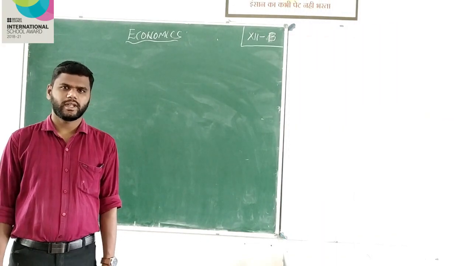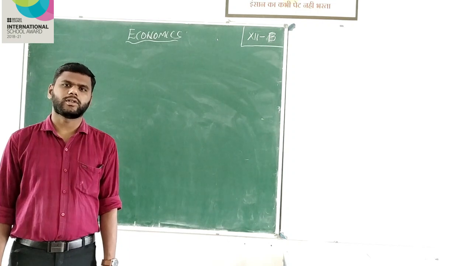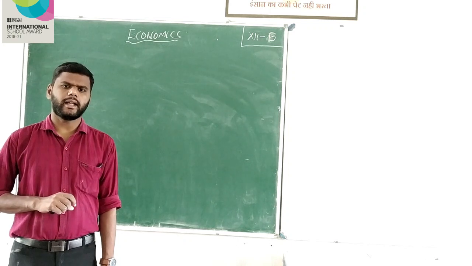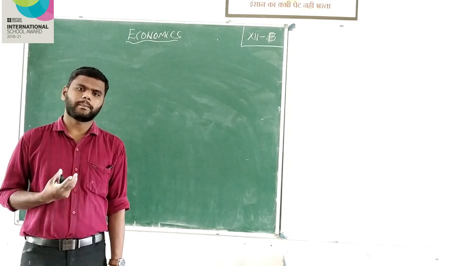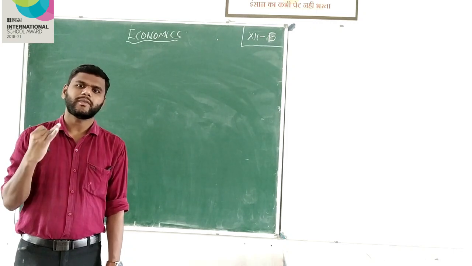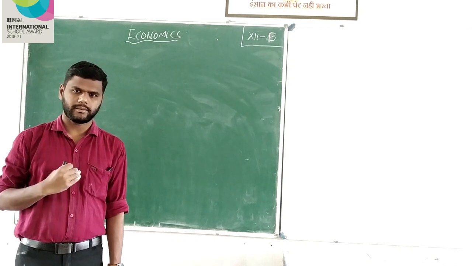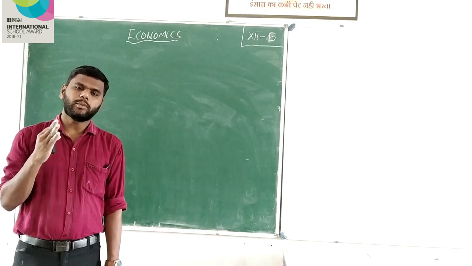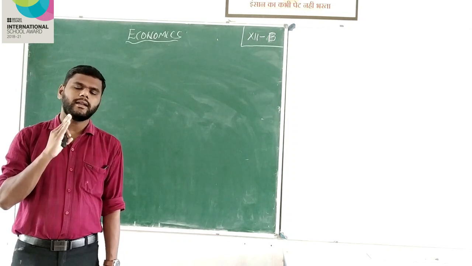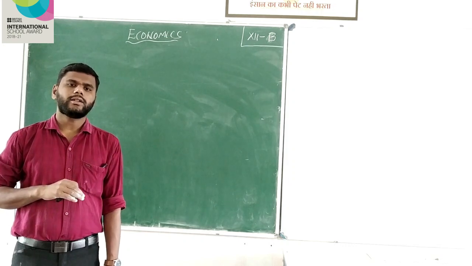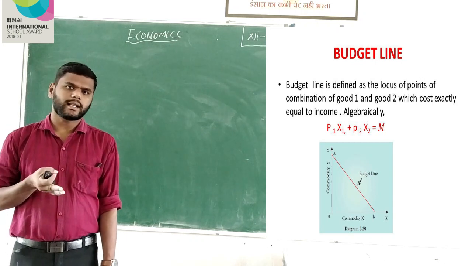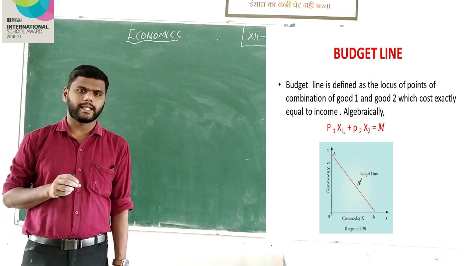Welcome to my class. Last class we discussed consumer behavior and utility, and that if a consumer is purchasing a particular commodity, it depends upon price, income, and his taste. We also discussed the consumption bundle, consumption set, budget set, and budget line. Today we are starting with the budget line. Last class we already discussed what a budget line is.